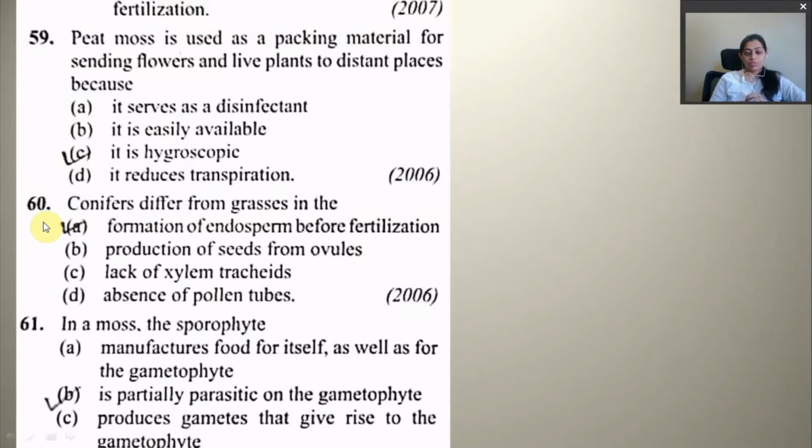In a moss, the sporophyte manufactures food for itself as well as for the gametophyte. It is partially parasitic on the gametophyte, right? So it is partially parasitic. So moss is a bryophyte, and here its main plant body is the haploid gametophyte, and its sporophytic generation is partially parasitic on the gametophytic stage. Now it produces gametes that give rise to gametophytes. This is also not right. So the right option is B.